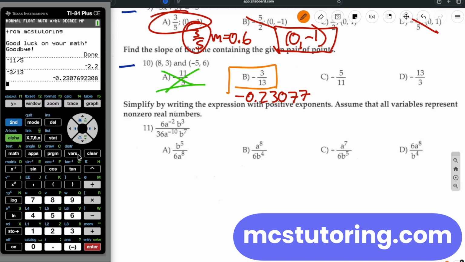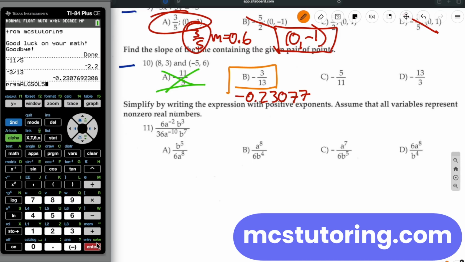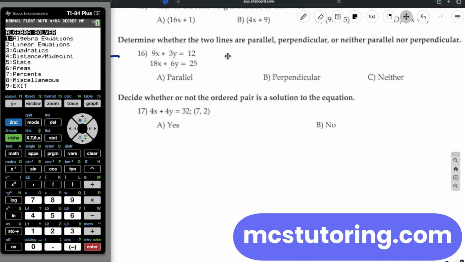Let me go back to the program by pressing PRGM, TI basic, and then algebra solve 5 is the one I want. You have to press enter twice to get to it. Okay, so we're going to do the same thing here. I'll call this line 1 and line 2, so that we don't get the A's, B's, and C's confused.